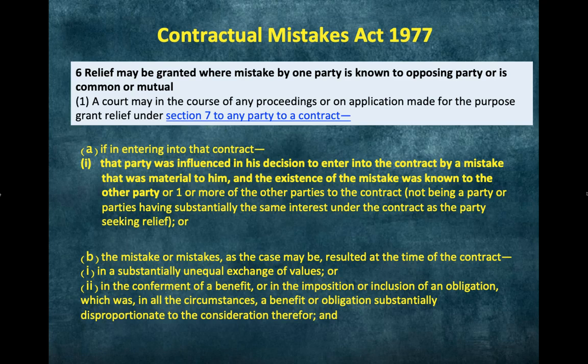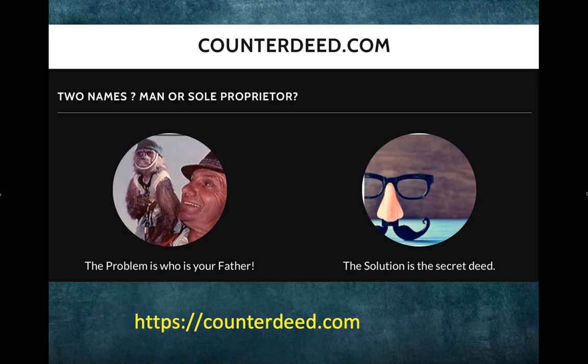Okay, so when you signed up for your driver's license, you didn't realize that you only needed a license if you were conducting commerce. In other words, if you were driving a truck for business or a taxi, then you need a driver's license. But we went into it under the wrong impression, and therefore it is a mistake under the Contractual Mistakes Act. Now there is another way you can get around this other than through legislation, and that's the counter deed.